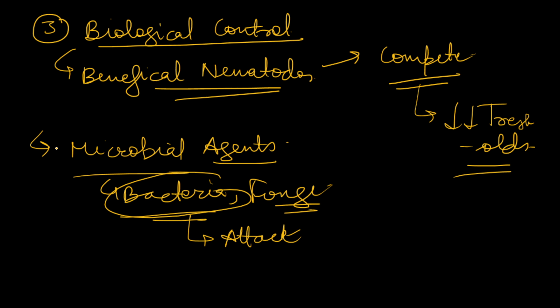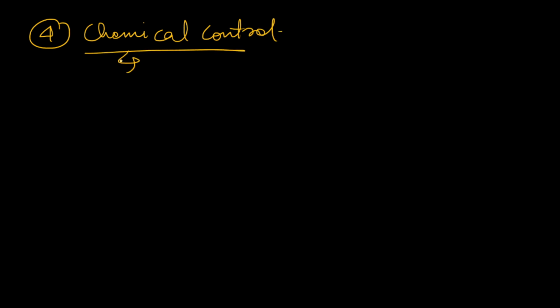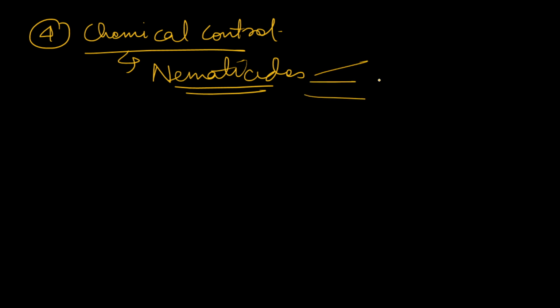There are certain chemical control methods also. Chemical control. So here we have to use nematicides. These are the chemicals which are made to control the nematodes or kill the nematodes. Okay, so there we can apply these nematicides to control the nematodes, but we have to keep in mind that these nematicides are harmful for environment also. Okay, because these are harmful chemicals.